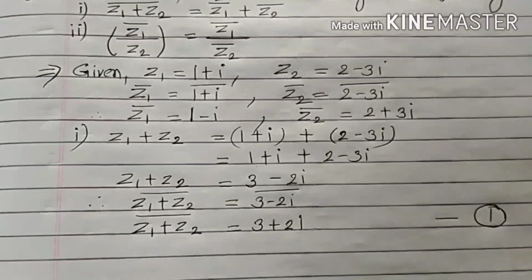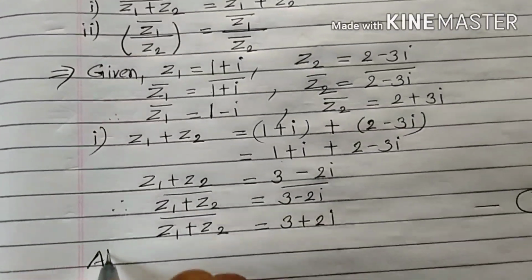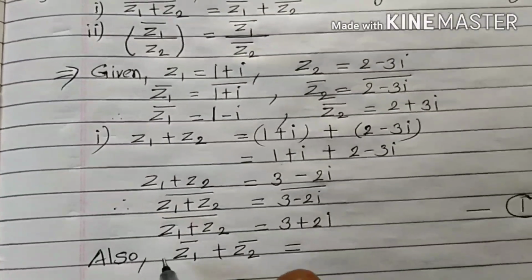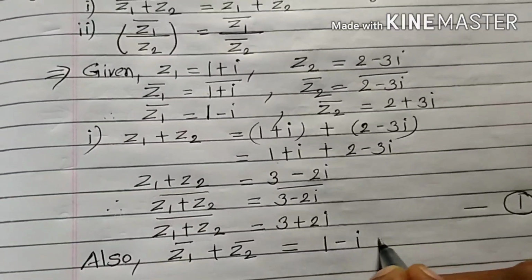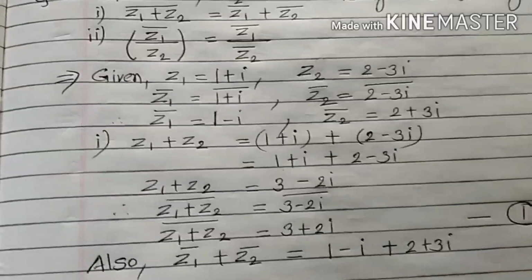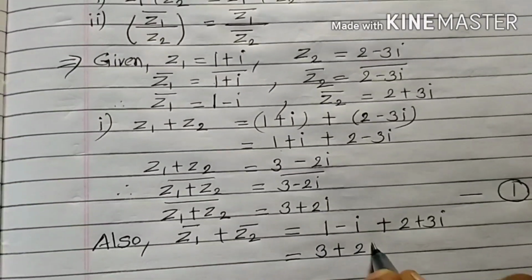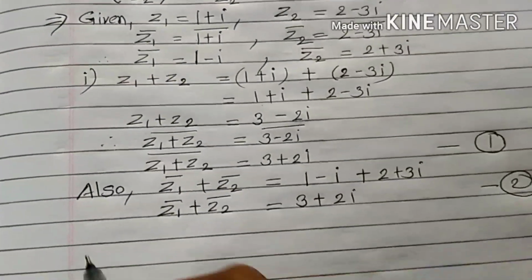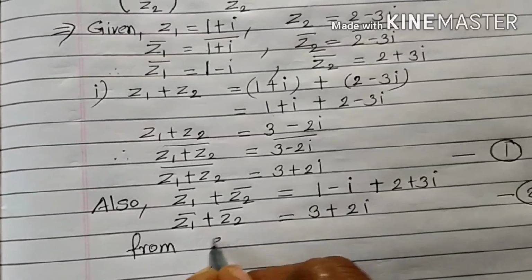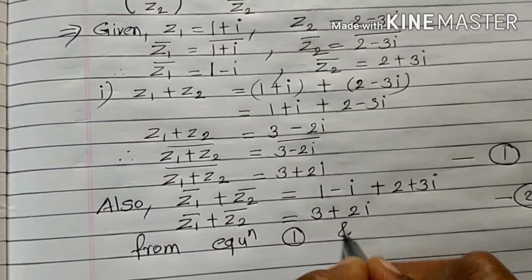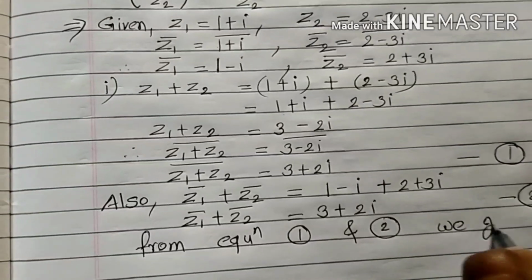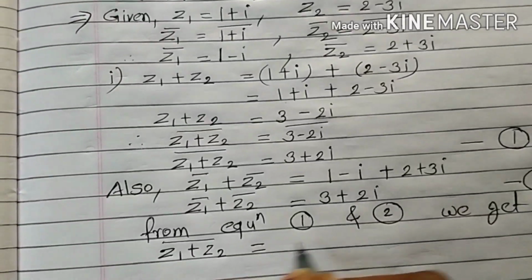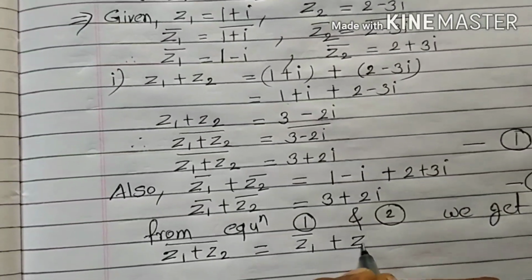Call it equation first. Also, z1 bar plus z2 bar is equal to, we know that the value of z1 bar is 1 minus i plus 2 plus 3i. So it is also 3 plus 2i. Means bar of z1 plus z2 is also 3 plus 2i. Call it equation second. From equation first and second, we get bar of z1 plus z2, which is equal to z1 bar plus z2 bar.